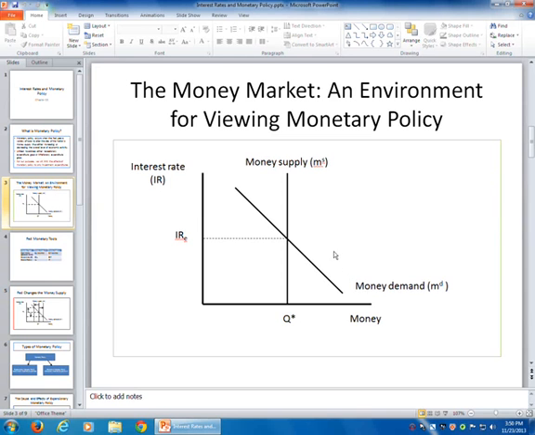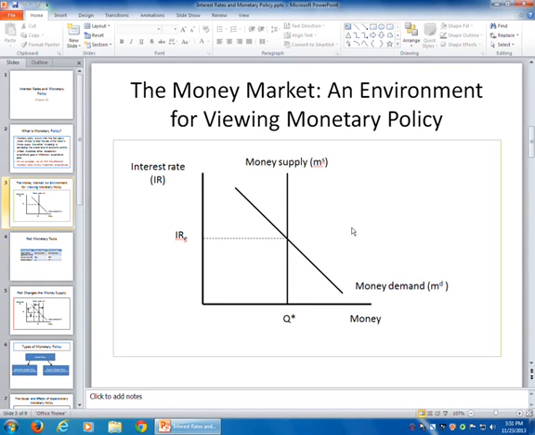Alright, so the money demand curve can shift just like any other demand curve. If it shifts to the right, it's called an increase in money demand. If it shifts to the left, it's called a decrease. And there are two factors that are indicated in your textbook that contribute to this shifting. One is called the transactions demand for money, where individuals need money to engage in transactions.